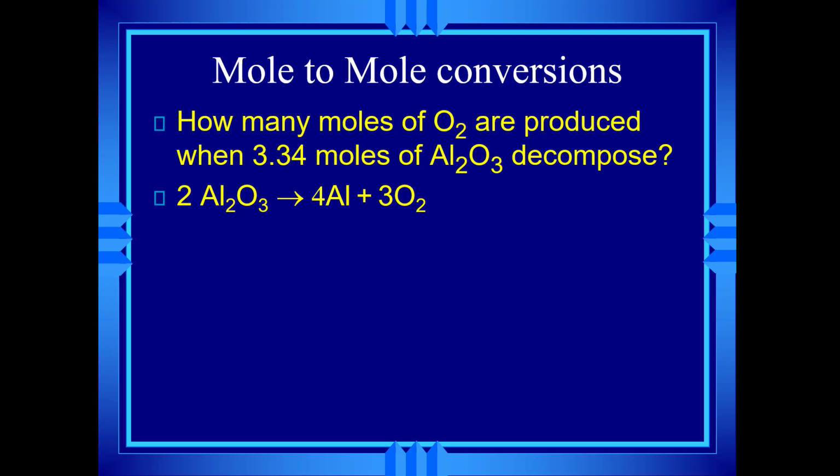I had to get to a point where you understand why mole-to-mole worked. It worked because it works in pieces. We just do those pieces a bunch of times. So how many moles of O2 are produced when 3.34 moles of Al2O3 decompose? So notice that we're asking about how much. How much is made?